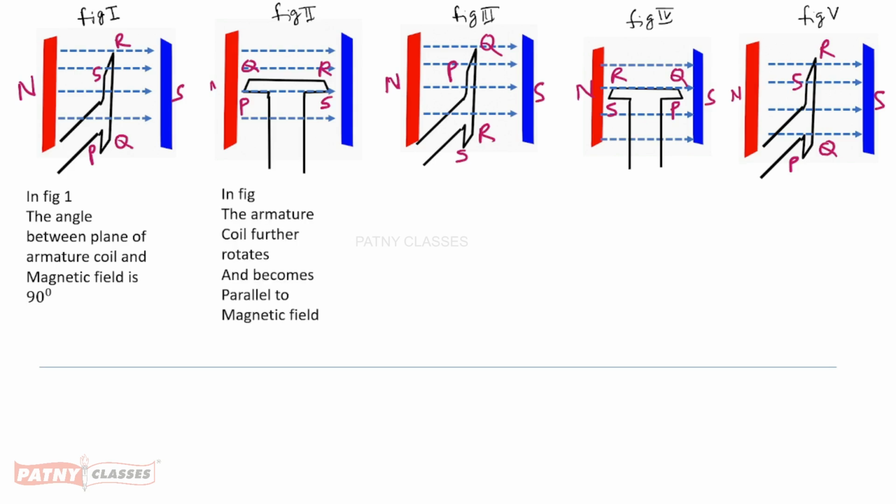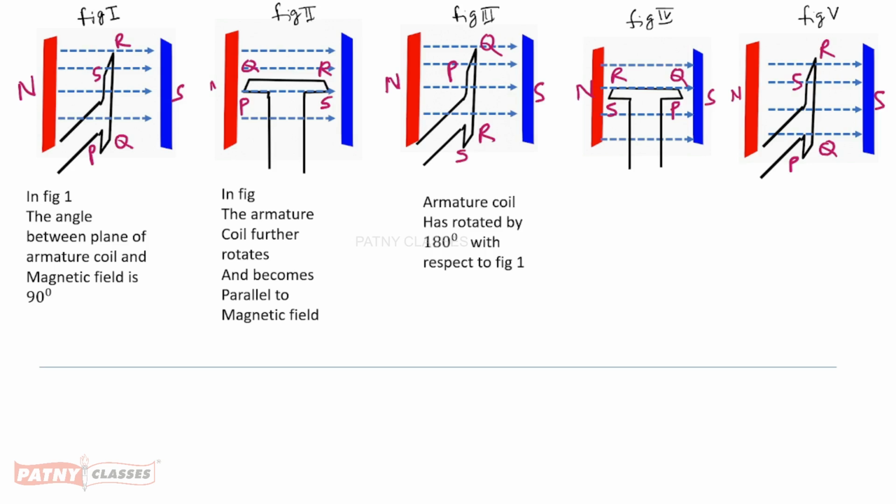In figure B, the armature coil has rotated 90 degrees. PQ has gone to the left side, RS to the right side, and the plane of the armature coil becomes parallel to the magnetic field.